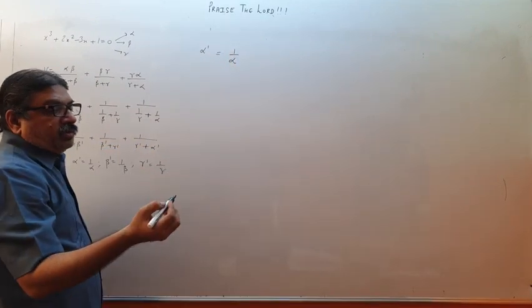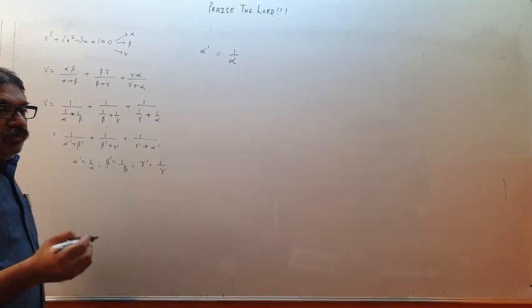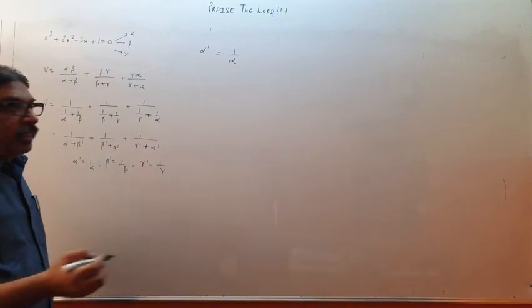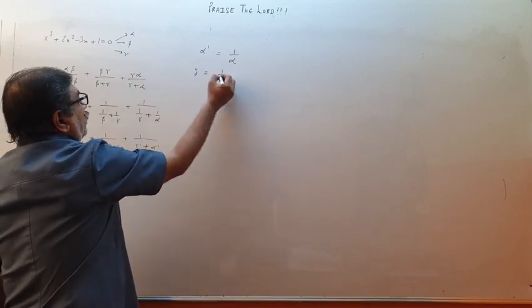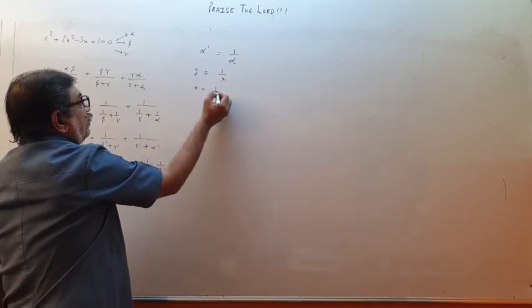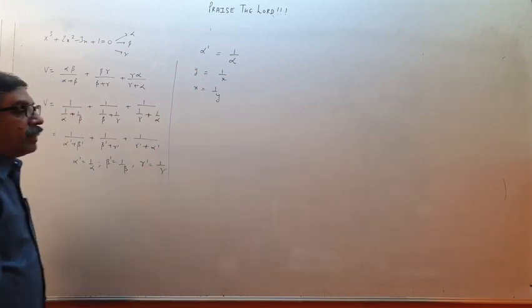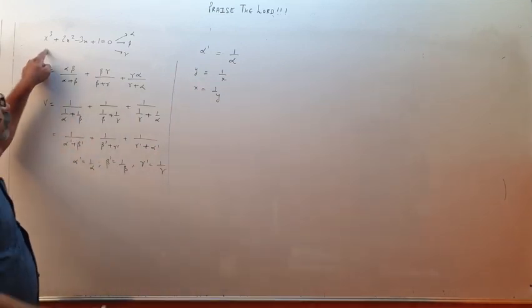Alpha dash is the new root of the new equation. Supposing that equation is in terms of y, so alpha dash will be y. Alpha is the value of x, so y is 1 upon x. Therefore x becomes 1 upon y. So put here x is 1 upon y.